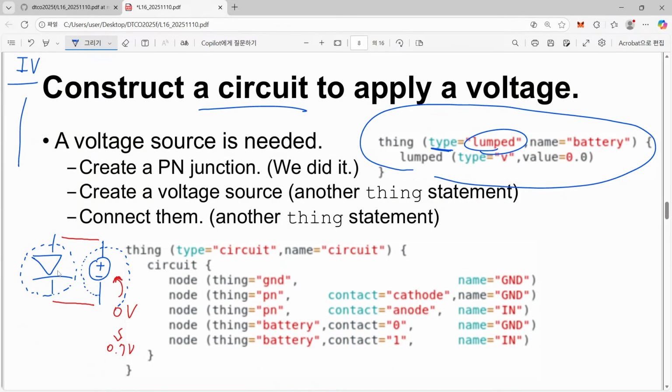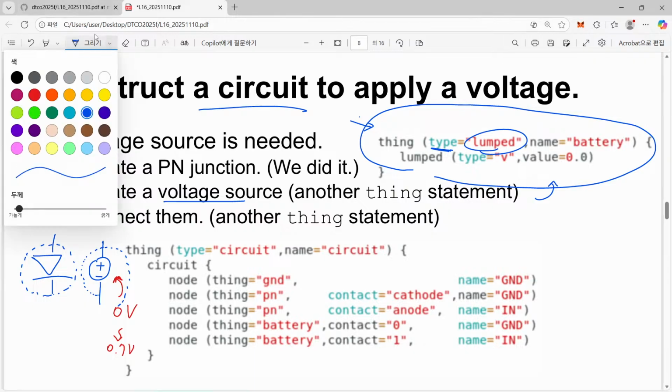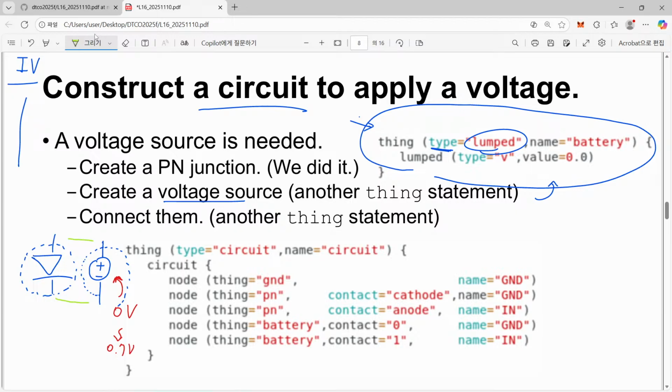And by specifying this line, you can have a voltage source that corresponds to this one. If we stop here, our current situation is that there are two objects, called PN and battery. However, they are independent, and there is no relation between them. So we must provide a connection between their nodes. However, is there any guarantee that we have this kind of connection?